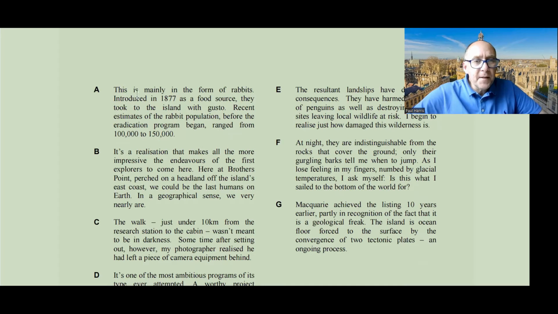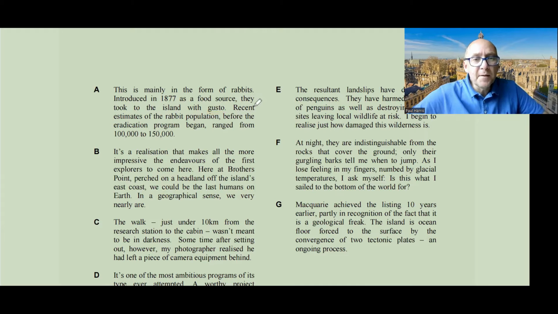So let's look at A. "This is mainly in the form of rabbits, introduced in 1877 as a food source. They took to the island with gusto. Recent estimates of the rabbit population before the eradication program began range from 100,000 to 150,000." So we can see here A is pretty much about rabbits. And the rabbits were introduced at this date as a source of food. Perhaps there were people staying there who needed some source of food. And it looks like the rabbits were really quite happy because we have this word here, gusto.